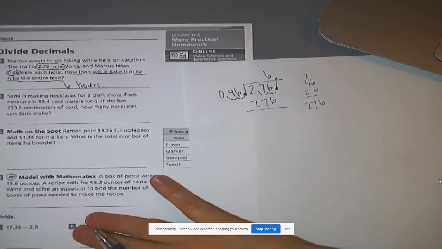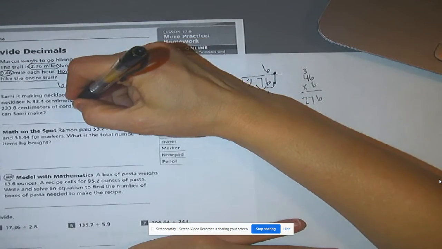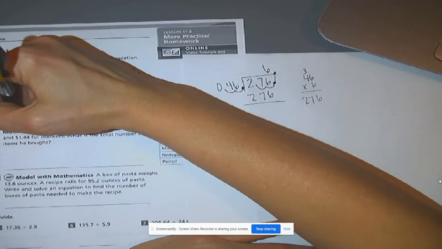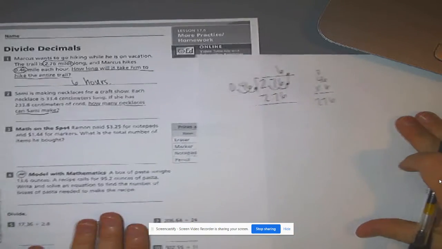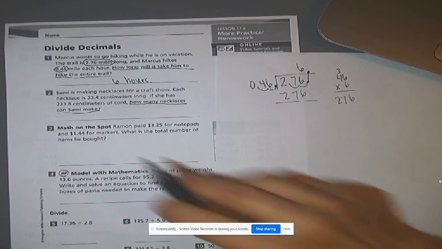Okay. All right, Sammy is making necklaces for a craft show. Each necklace is 33 4/10 centimeters long. If she has 233 8/10 centimeters of cord, how many necklaces can Sammy make? We want to know how many necklaces Sammy can make. And again, we've got to decide what is our whole and what are we dividing? What are we dividing it into?